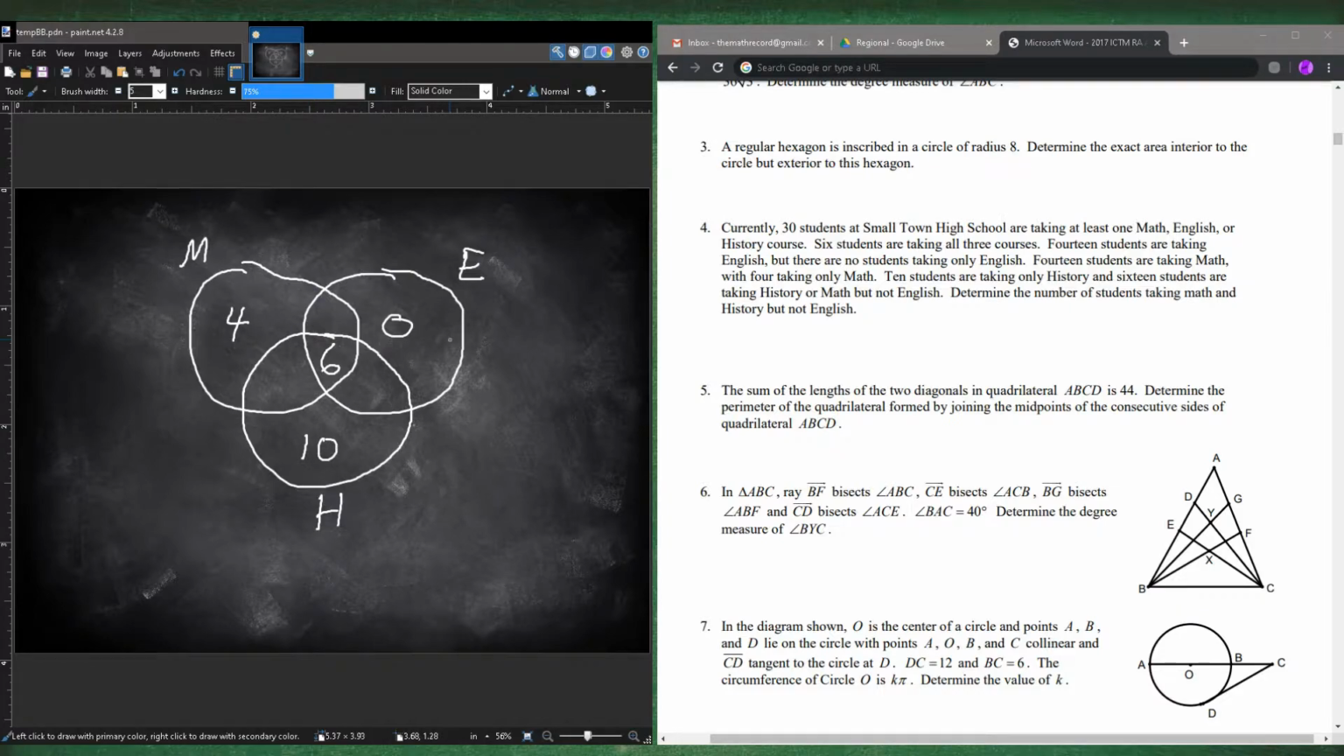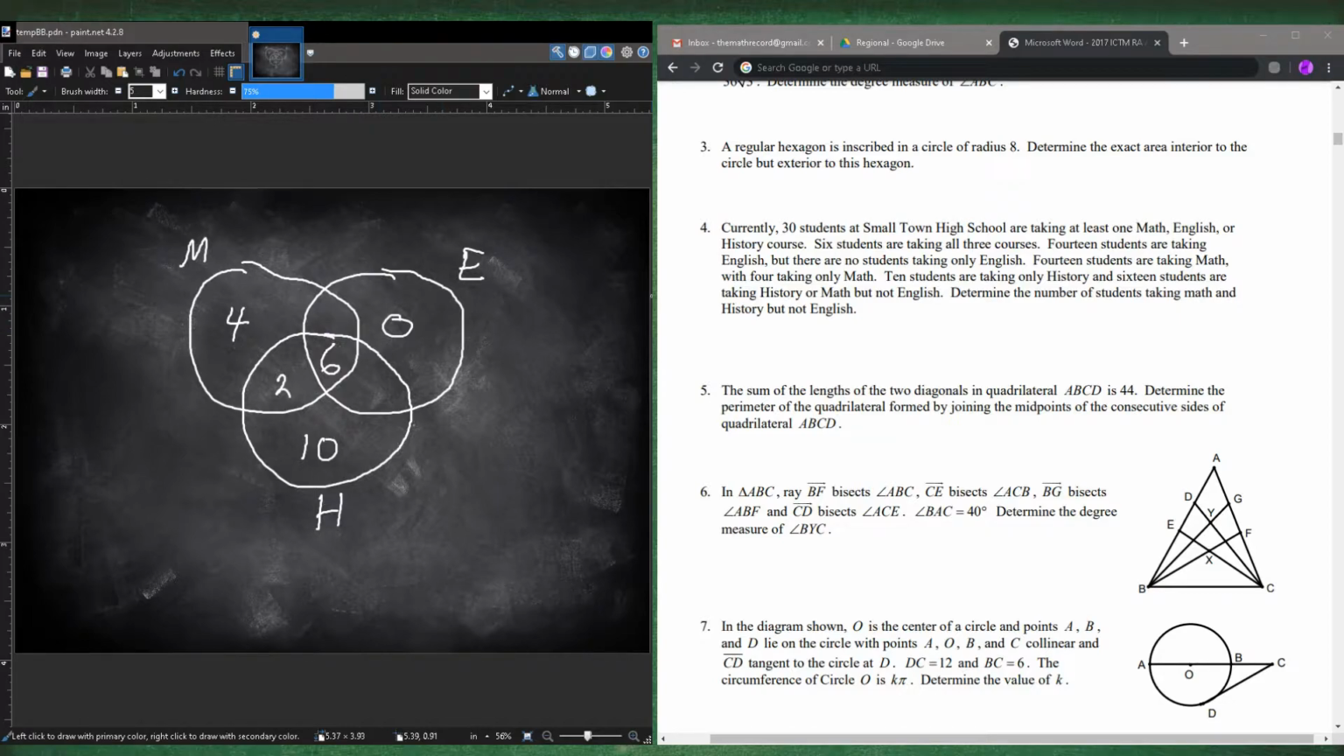And 16 students are taking history or math, but not English. So we have 16 students of that. So we have this 4 plus 10 plus this section is equal to 16, right? So this section has to equal 2.